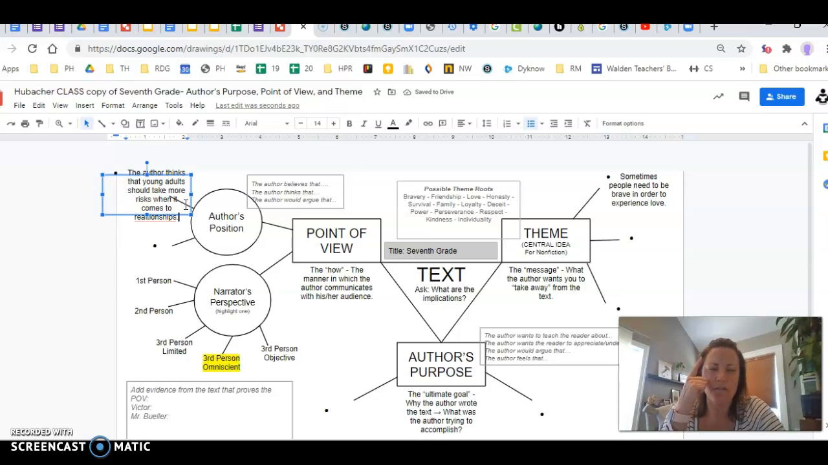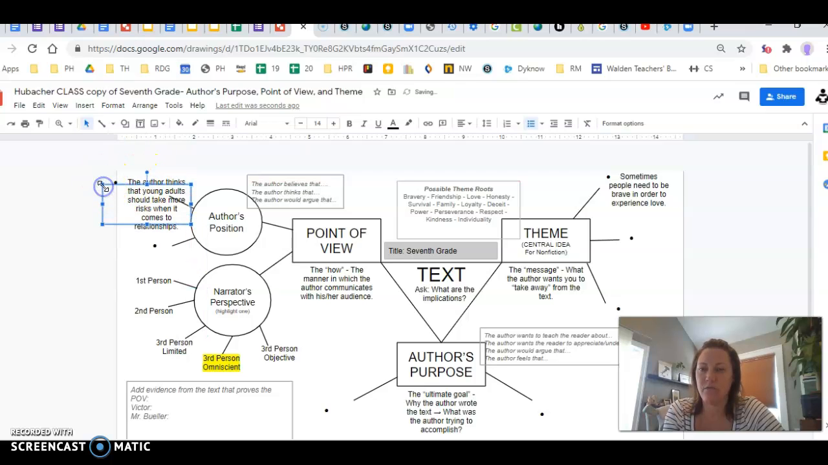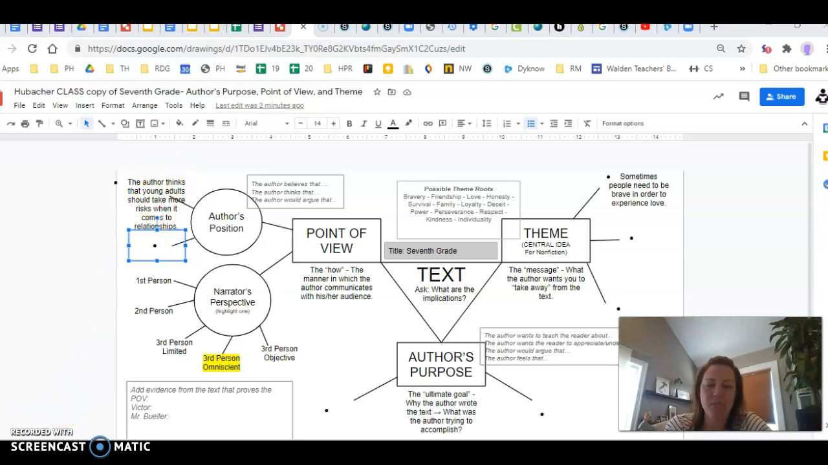We don't know for sure what Gary Soto was thinking, but it does make sense based on the topic of the story that he chose to write and the intended audience being people of the young adult age. It makes sense that he might. So this is just a guess. We are trying to figure out what he thinks. So you should be able to see that this theme and this author's position are closely related. Okay, now let's wrap up with the author's purpose.